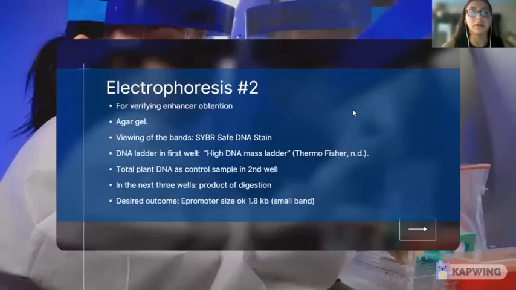To verify the correct digestion, a second electrophoresis takes place. In this case, after the high DNA ladder, a control will be added, algae DNA sample, and the following wells are going to have the digested DNA. The expected results are going to be 2 bands, one near the total DNA size, and the other near the last ladder. This means it's going to be the promoter. The size of this NIA1 promoter is 1.8 kilobases.